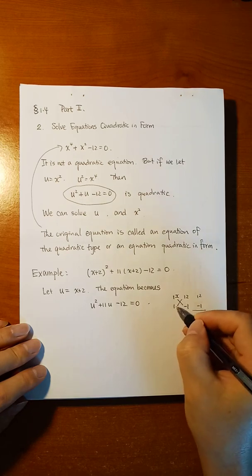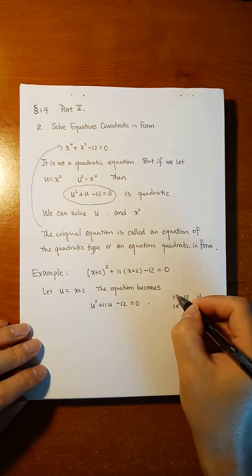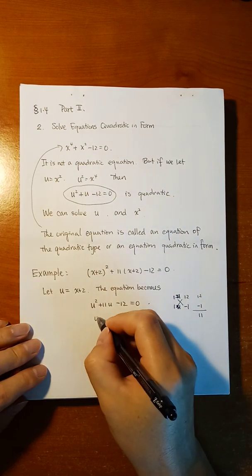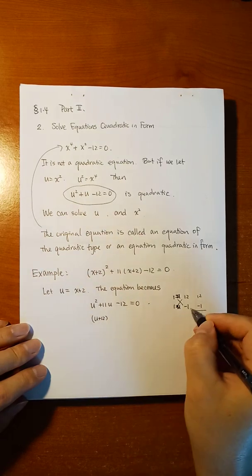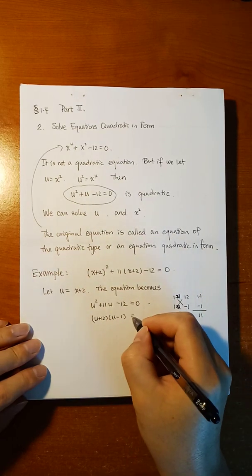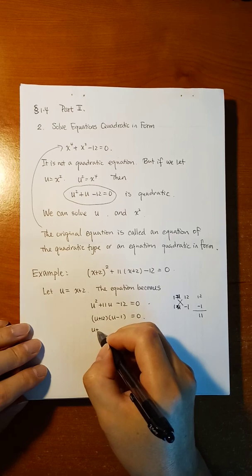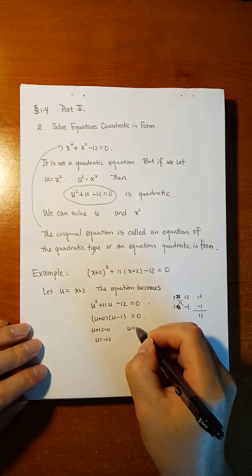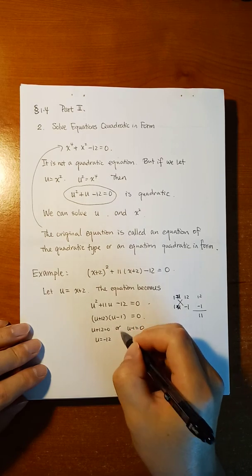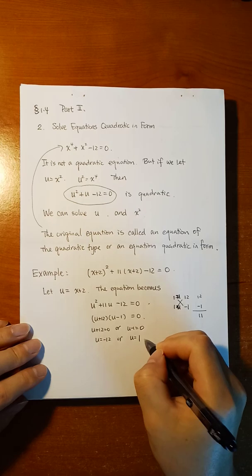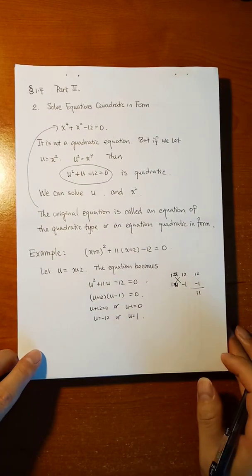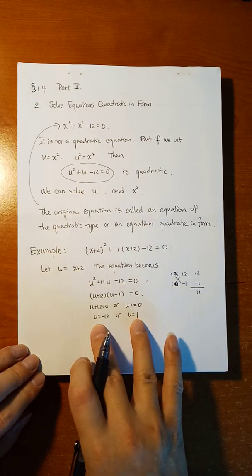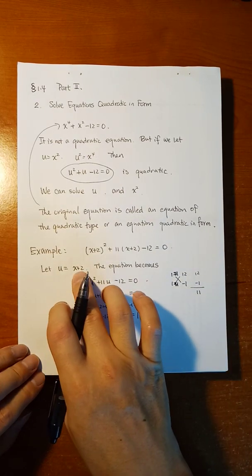So you put x here, x here. Oh, sorry, u here. So it's u plus 12, u minus 1. Then from u plus 12 equal to 0, you get u is negative 12. And from u minus 1 equal to 0, u is equal to 1. So there are two solutions for u. And once you get two solutions for u, you have to go back to x.